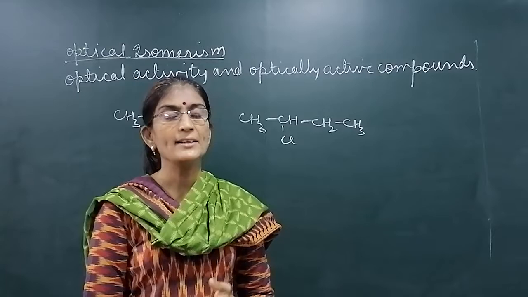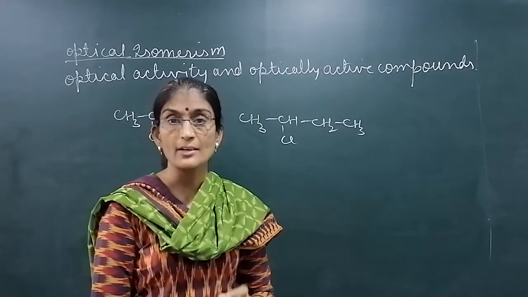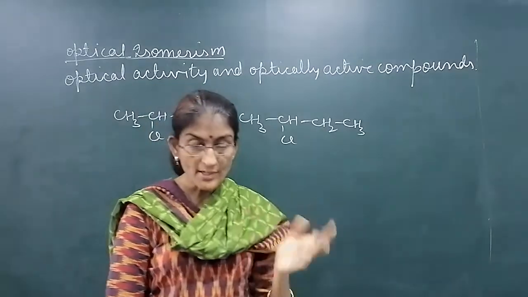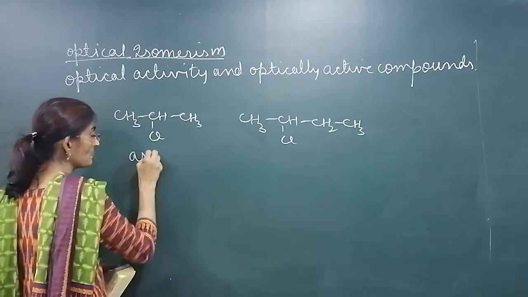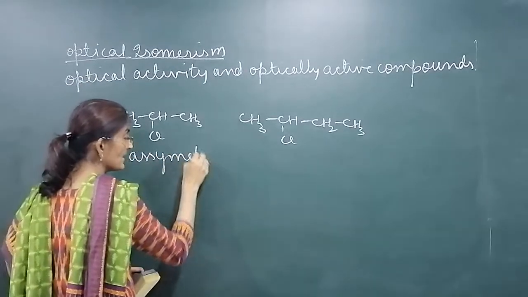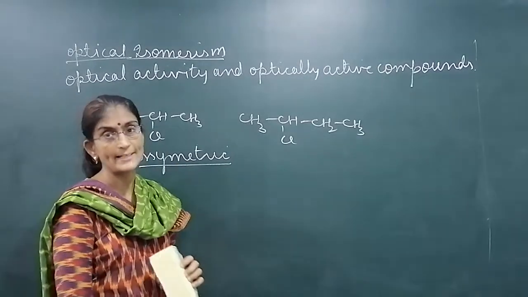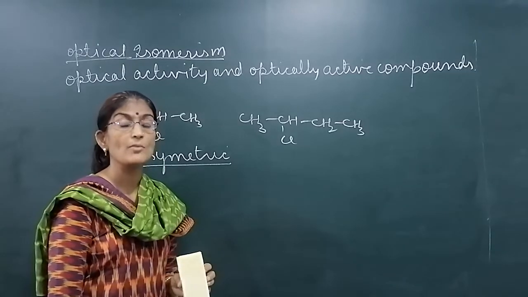So when they were finding the reason, they found that the compounds which are asymmetric are optically active. So what is the reason for optical activity? The reason is asymmetry. If the compound is asymmetric, then the compound is optically active. What is symmetric and asymmetric? What do you mean by symmetric? What do you mean by asymmetric?